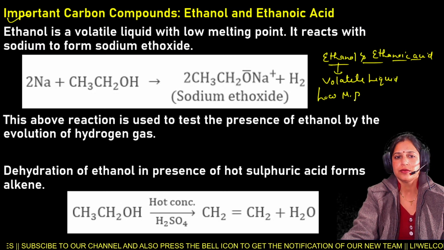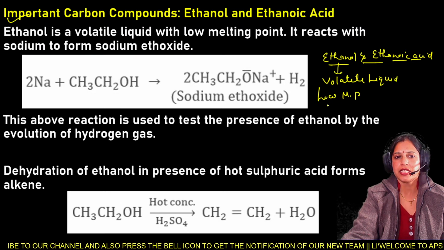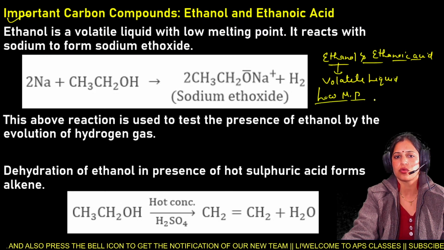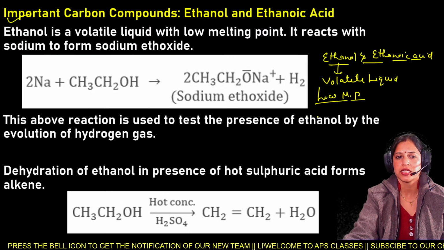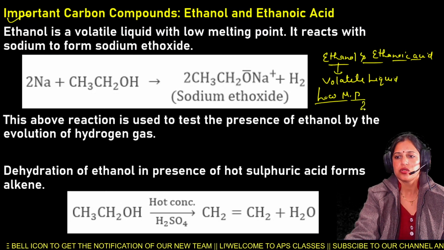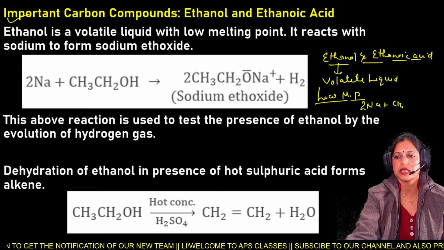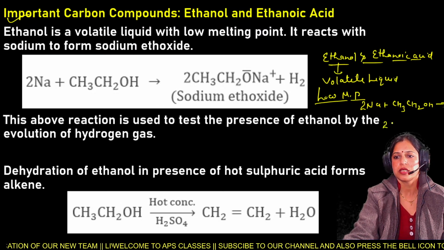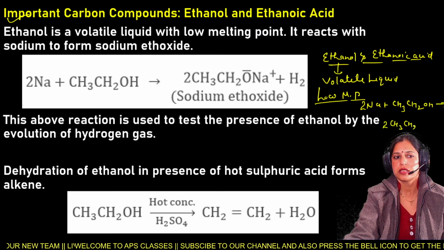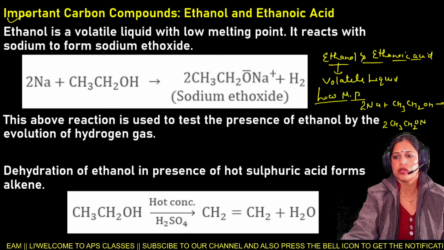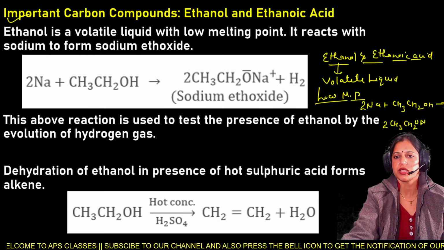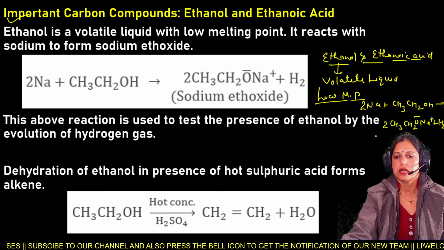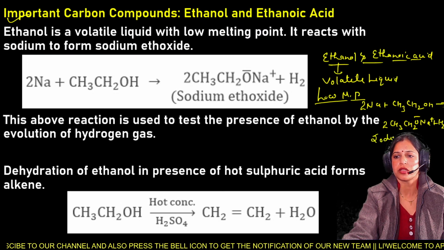Low melting point. And it reacts with sodium to form sodium ethoxide. The reaction is 2 molecules of sodium plus ethanol. This is your quick revision for your next exam, beta, don't worry. And this is the result, sodium ethoxide.